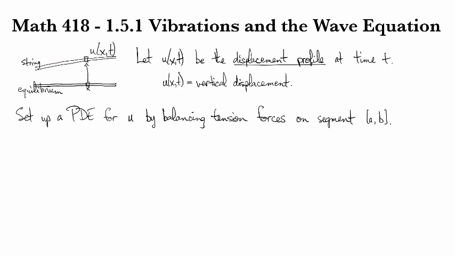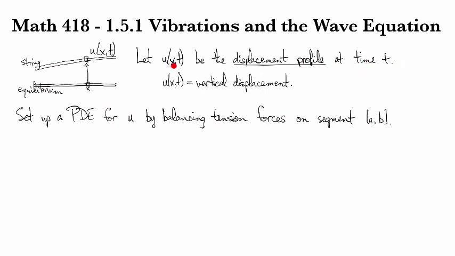So we're going to look at how to derive the wave equation based on vibrations in a string. Suppose we've got the equilibrium position of the string here, and then the string when it's displaced upwards is here. This is supposed to be sort of more curved and bent. And we're going to take our state variable to be the displacement profile of the string at time t.